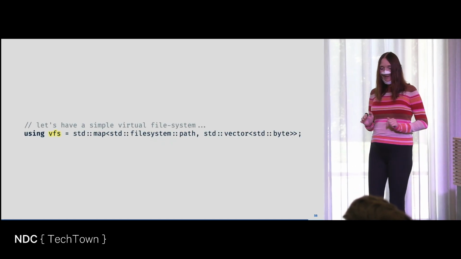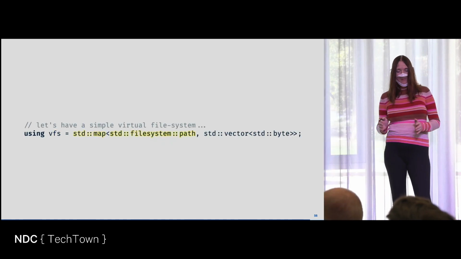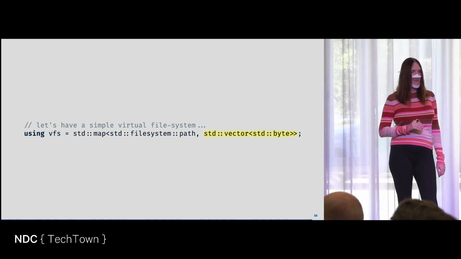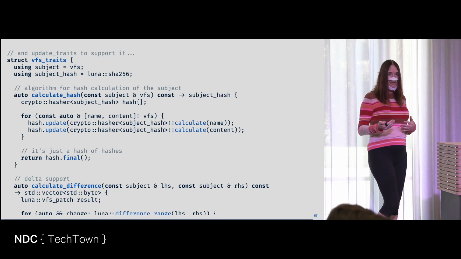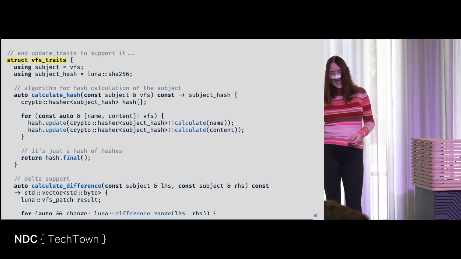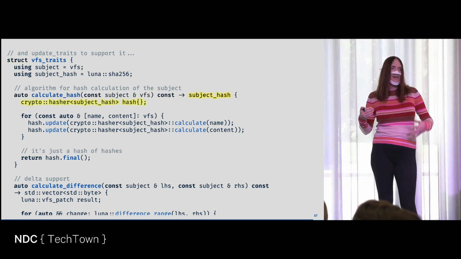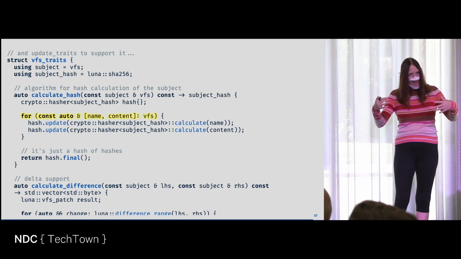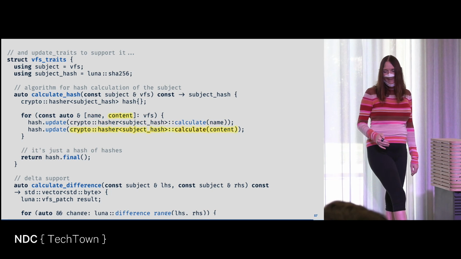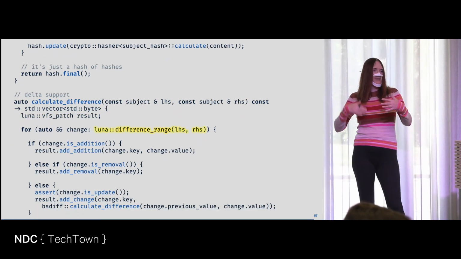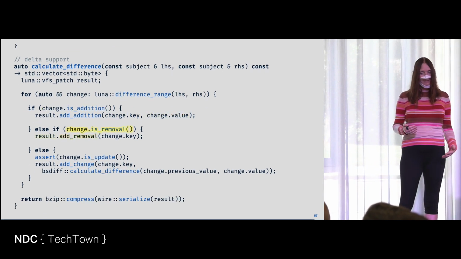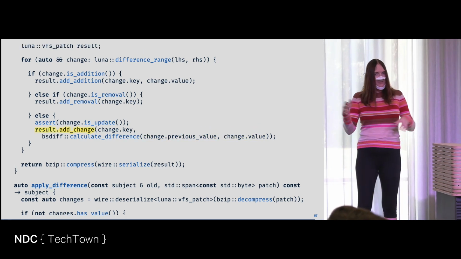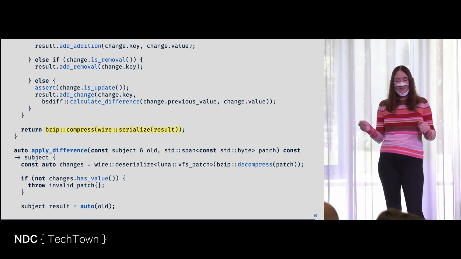And some of you maybe guessed that, but let's say we have a map of path and bytes, and we need to create update traits for such a virtual file system. Calculating the hash of the file system is a hash of all names and contents, and then a hash of all the hashes. Their difference is just iterating over all additions, removals, and changes, and creating a patch of it, and somehow serializing it, whatever, that's not important, and compressing it.